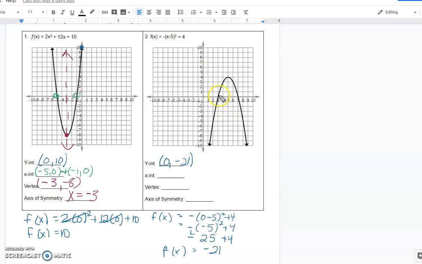My x-intercepts are here at 3 and 7. So 3, 0 and 7, 0. My vertex, this is where it's going to stop going up and start going down. That's going to be at this point here at 5, 4. And my axis of symmetry goes right through that vertex point. It is a vertical line, so it starts with x equals 5.